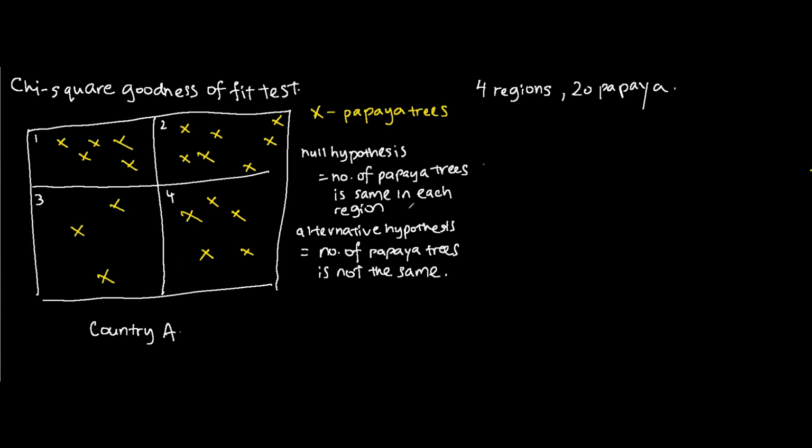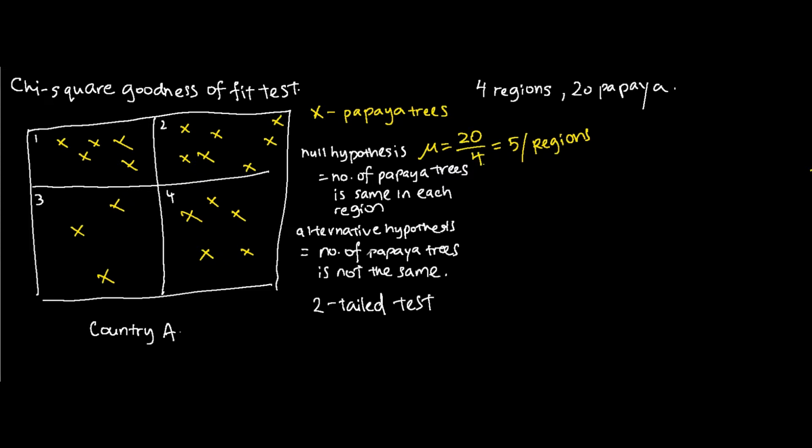So if I guess that the number of papaya trees is the same in each region, which means that each region will have 20 divided by 4, because the total number of papaya trees is 20 and we have 4 regions, and I'm actually guessing whether or not we have 5 papaya trees per region, right? Versus our alternative hypothesis that the number of papaya trees is not the same. All right, so in this case we are doing a two-tailed test here, okay?